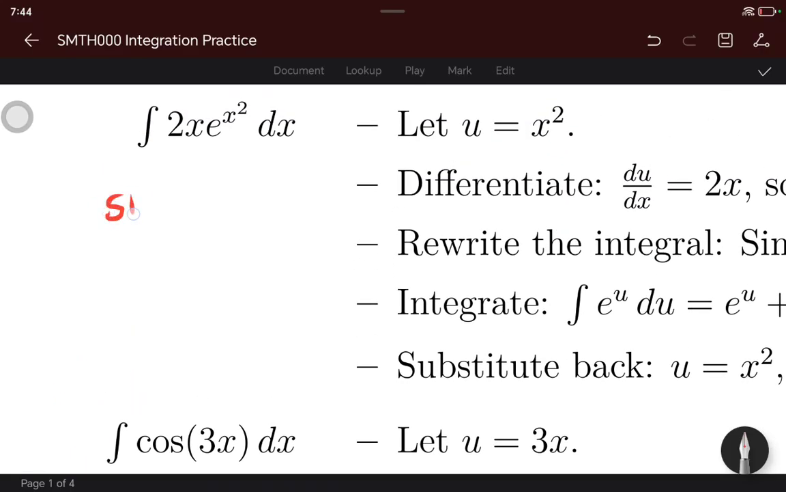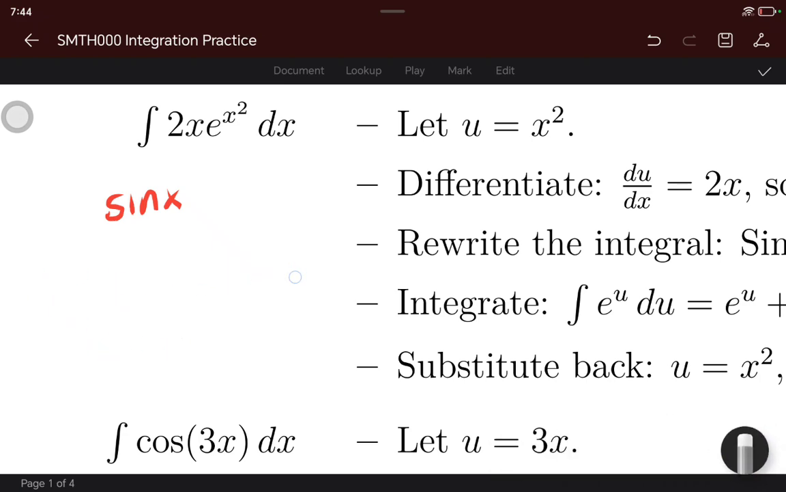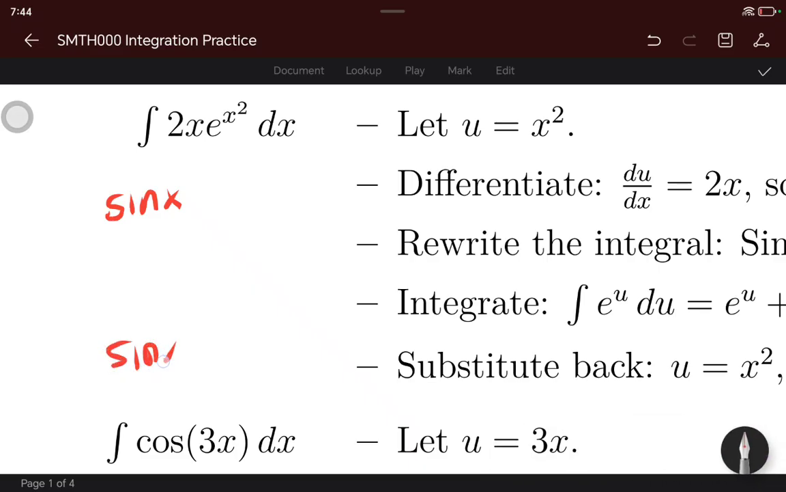Let's first talk about this cycle. I know that when I derive sine x, I get cos x. When I derive cos x, I get negative sine x. When I derive negative sine x, I get negative cos x. So what you can just easily do, you can just write sine on top, you write sine below, you write cos here, you write cos, right? And then you do this.